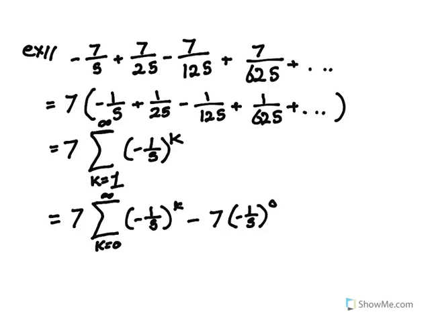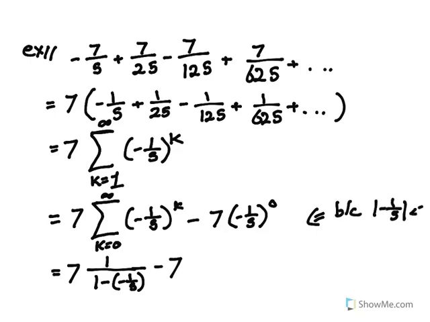So again, by using the theorem we just covered, this is equal to 7 times 1 over 1 minus r, since in this case r is minus 1/5, minus this 7 here. Right, and of course this is because the absolute value of minus 1/5 is less than 1. And this simplifies to 7 times 5 over 6 minus 7, which is equal to 7 times 5/6 minus 1.